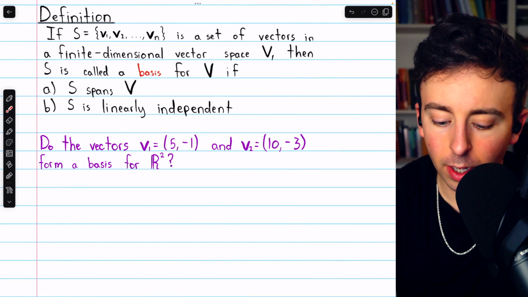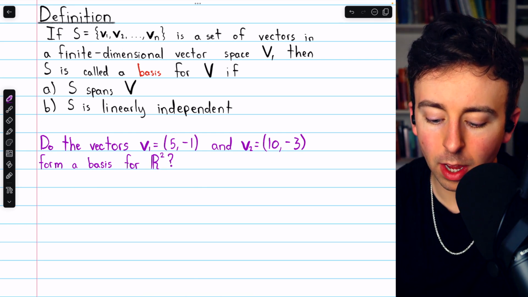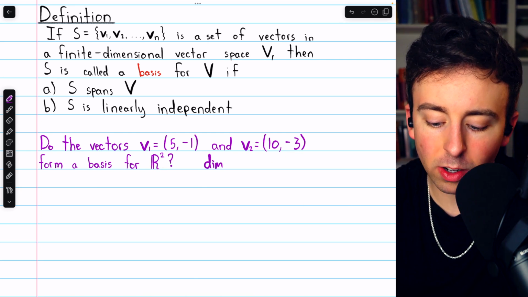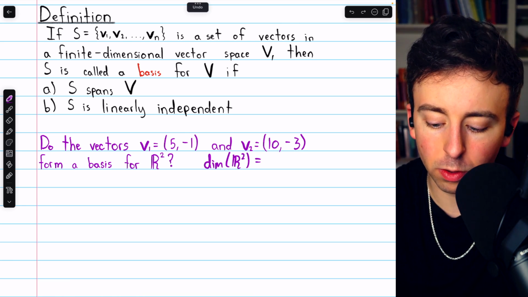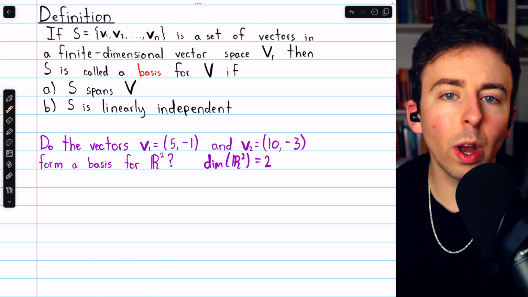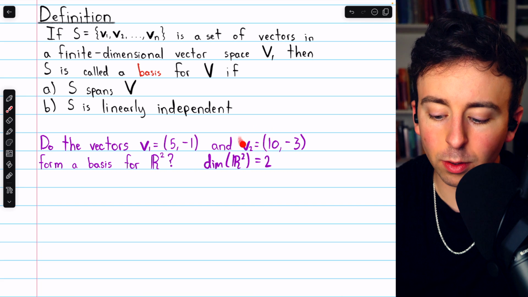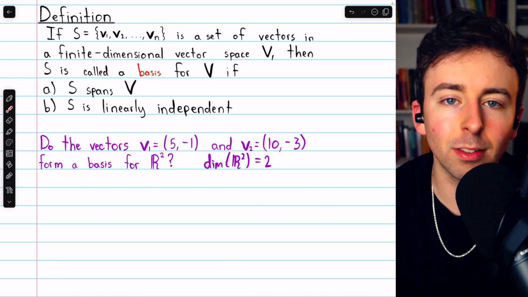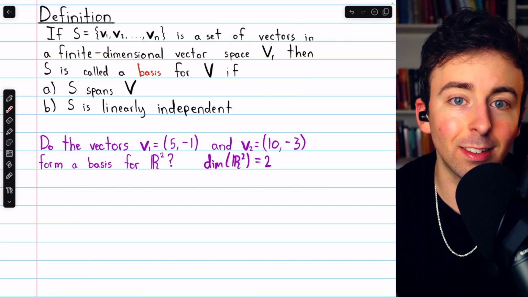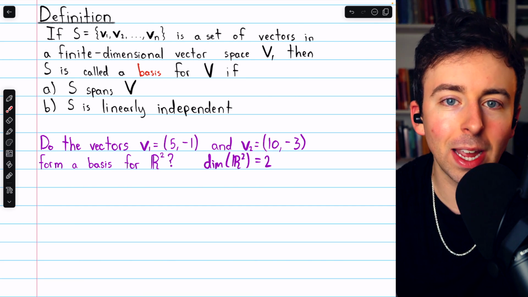Here's an example. Do these two vectors form a basis for R²? Well, we know that the dimension of R² is 2, so we certainly have enough vectors here to form a basis. The question would be, are the vectors linearly independent? If these two vectors are linearly independent, then we know that it has to be a basis, because that's the dimension, it's 2. Two linearly independent vectors in R² would be a basis.